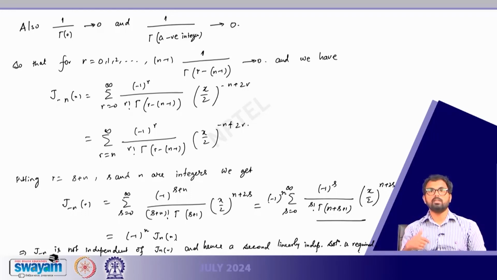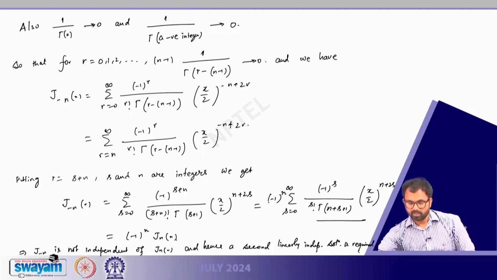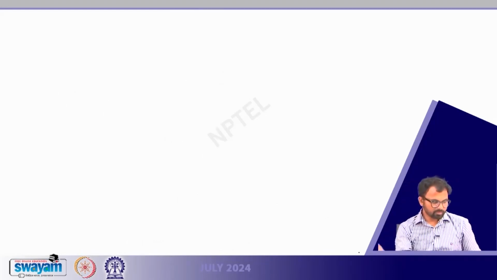So, we need another, separate linearly independent solution when n is an integer. Since we are calling the first one J_n(x), we need to find the second one. We can call it K_n(x) or whatever, but we need another linearly independent solution which can be a solution of your Bessel's equation. So, we have the first one, we need the second one. Okay. So, let us move further.